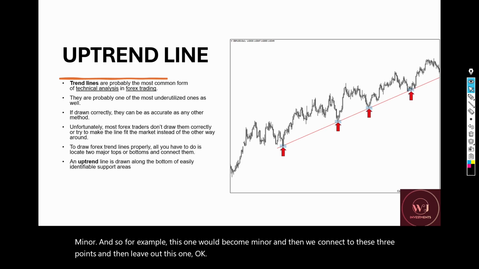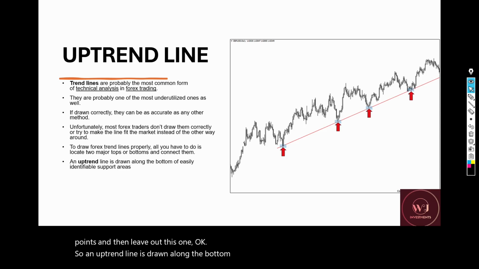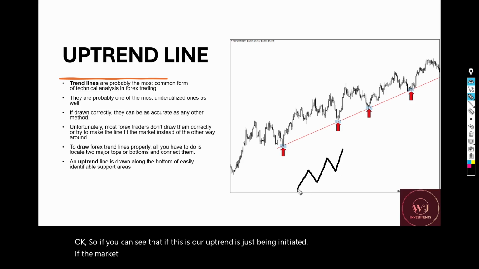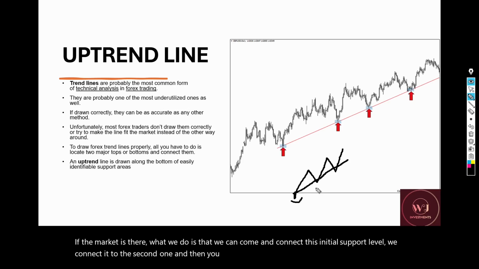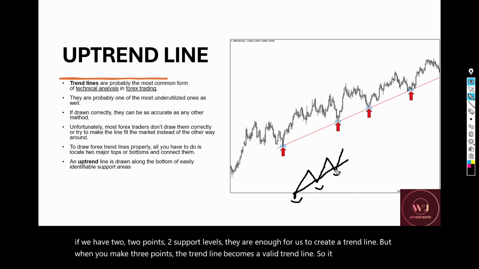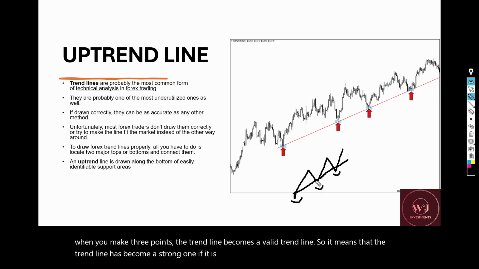An uptrend line is drawn along the bottom of easily identifiable support areas. If our uptrend is just being initiated, we can connect to this initial support level, connect it to the second one, and you can see that here we have created the trend line. Two support levels are enough for us to create a trend line, but when you have three points, the trend line becomes a valid trend line. It means that the trend line has become a strong one if it is tested three times. So this is 1, 2, and then 3.